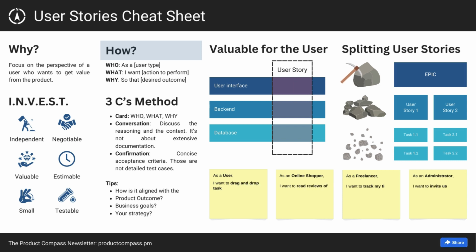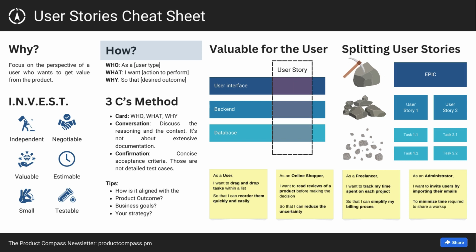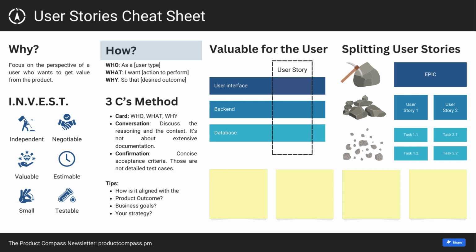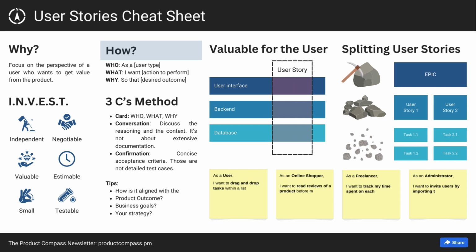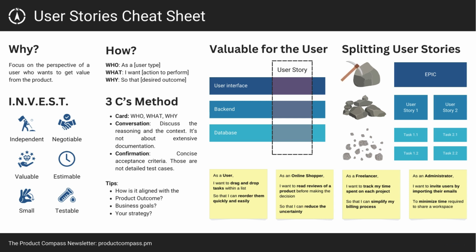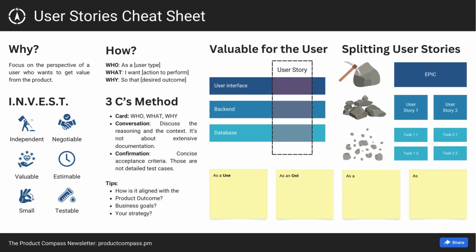How to write user stories? The basic format of a user story is simple. Who? As a user, user type. What? I want to, action to perform. Why? So that, the desired outcome. For example, as a user, I want to drag and drop tasks within a list so that I can reorder them quickly and easily.